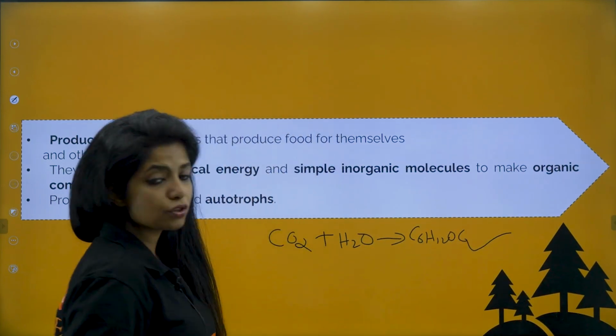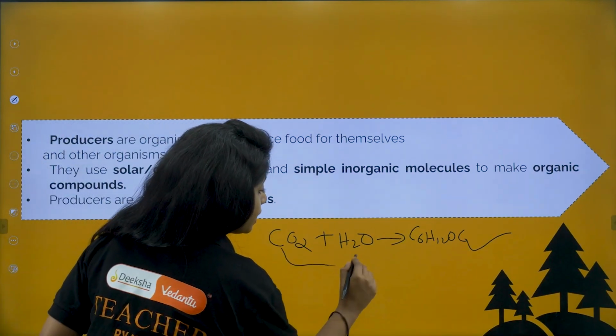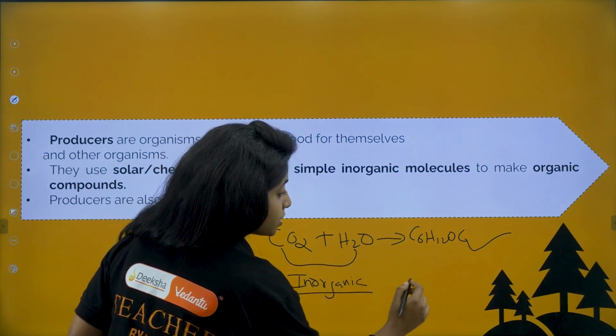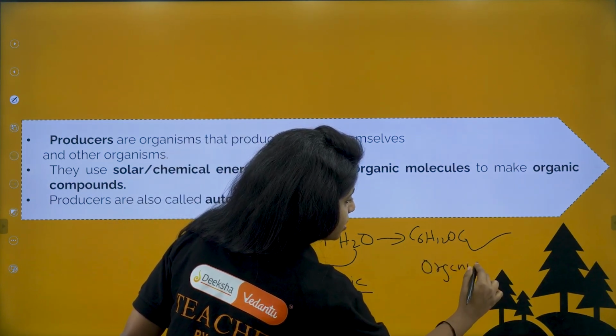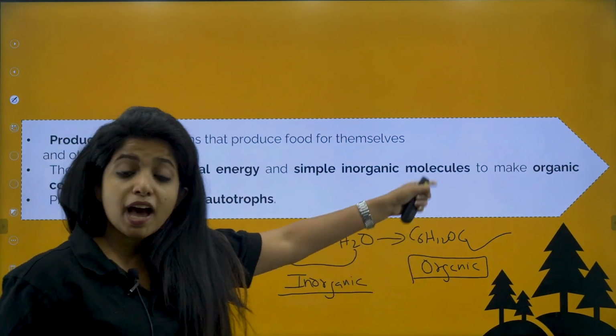I hope you know this reaction. This is known as photosynthesis. Basically over here, what are they doing? They are making use of inorganic substances to make organic substances, and this is the food that we all are dependent upon. So they are making food for themselves and also us.